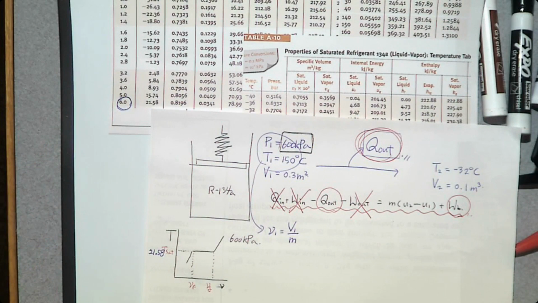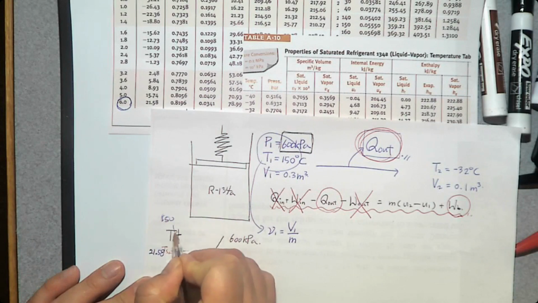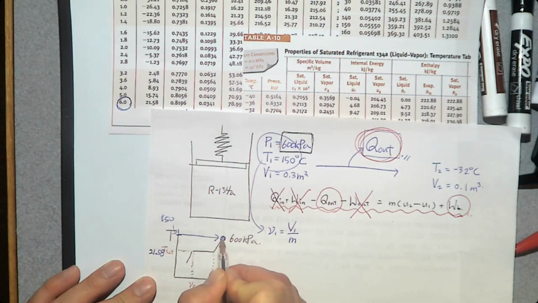Then, what is the temperature of our system? 150. So 150 is much, much greater than 21.58, somewhere up here, right? So where is our system? Right here. So somewhere here is going to be 150, pretty high. So this is our system.